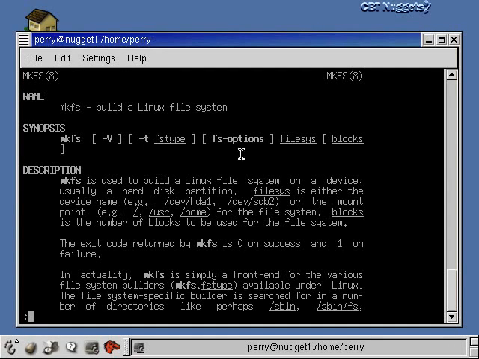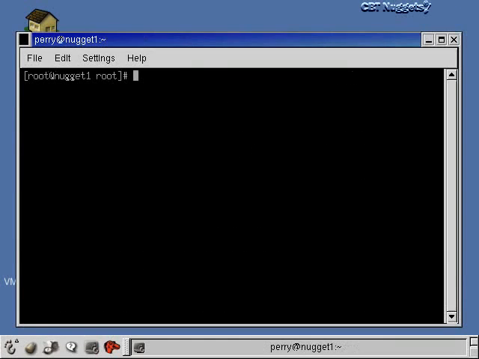And then there's other various options, things like we can check for bad blocks, places where the disk is corrupted, things like that. So again, when you're going to add a new disk to the system, the first thing you do is create a partition on the disk, and then you make a file system on that partition so that the operating system can read and write to the partition.